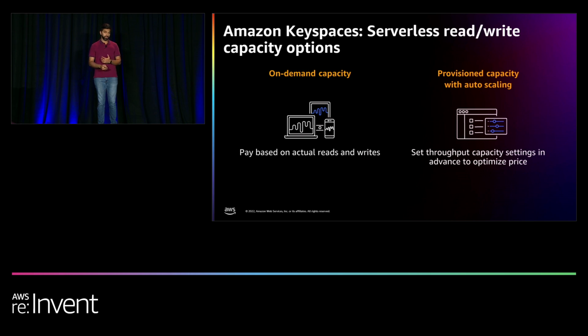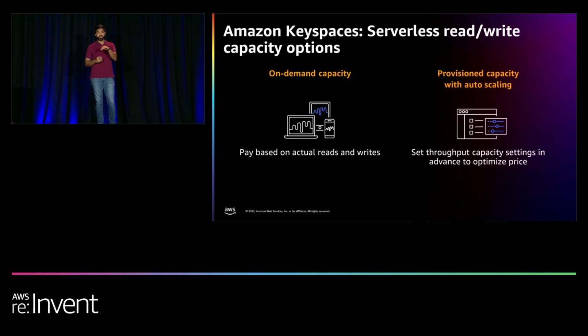Now, you may be a customer who may want some more predictability. We also give you an option to provision a certain amount of throughput, and this is not instances. You're provisioning a certain number of reads and a certain number of writes. That's a second pricing mode, and that's what we call provisioned capacity. The good news with provisioned capacity is that you can still use auto-scaling.